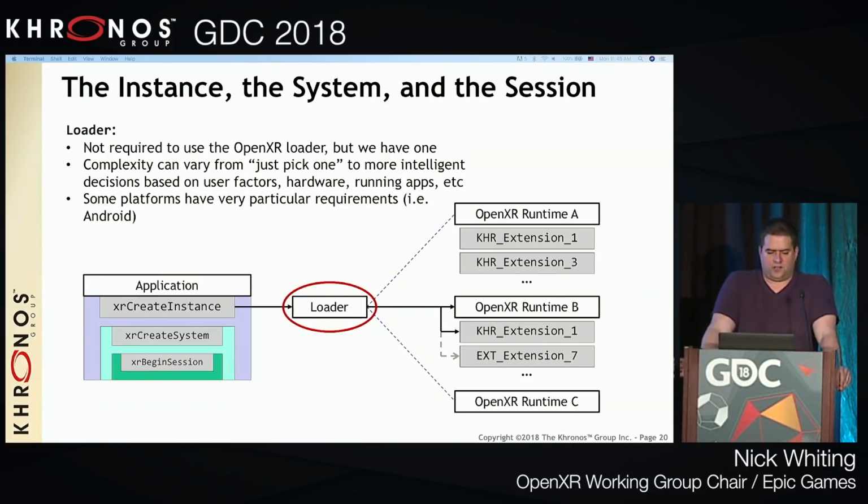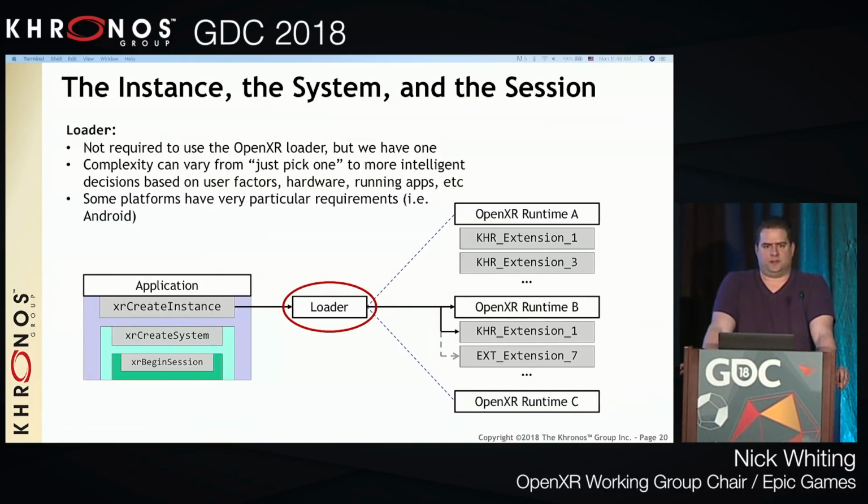So this is the overall structure of the instance, the system, and the session. These are the three base level concepts of OpenXR. First of all, you need a loader in order to get a handle to one of the runtimes. So an application basically says, hey, I'm an OpenXR application, I want to use OpenXR, I need to find a runtime that's compatible. We're not requiring you to use the OpenXR loader that we ship, and we imagine that this is one of those things that will vary in complexity. You can either have one runtime and just use that all the time, or we might have ones that let the user pick intelligently between them based on what hardware is plugged in, which apps are running, if you have a home baseline experience. All those factors can be taken into account.